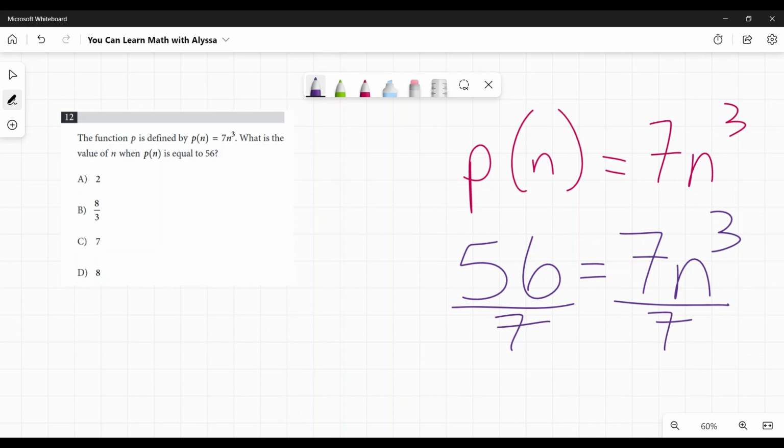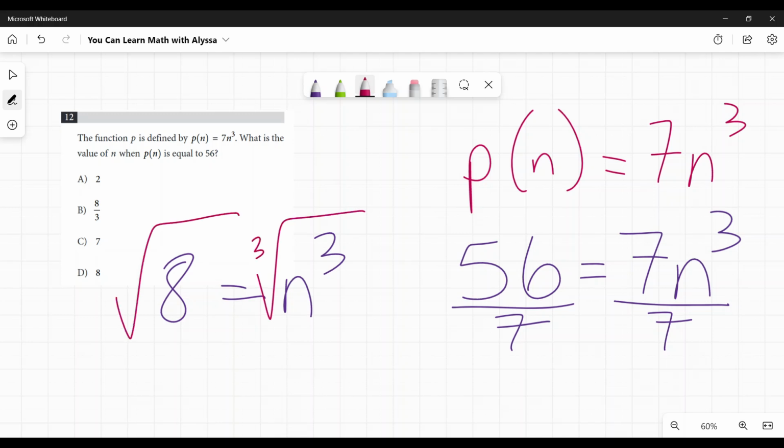56 divided by 7, I'm going to write it over here on the left, is 8. And 7n cubed divided by 7 gets rid of that 7 and leaves an n cubed. Then I'm going to take the cube root of both sides, and you may know that off the top of your head, or you may need your calculator. It's fine either way because calculators are allowed. If you take the cube root of 8, it is 2. So my answer is A, 2, because 2 times 2 times 2 equals 8.